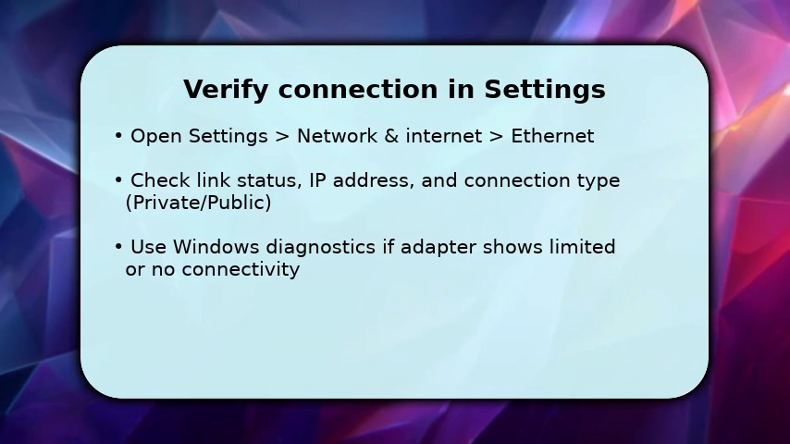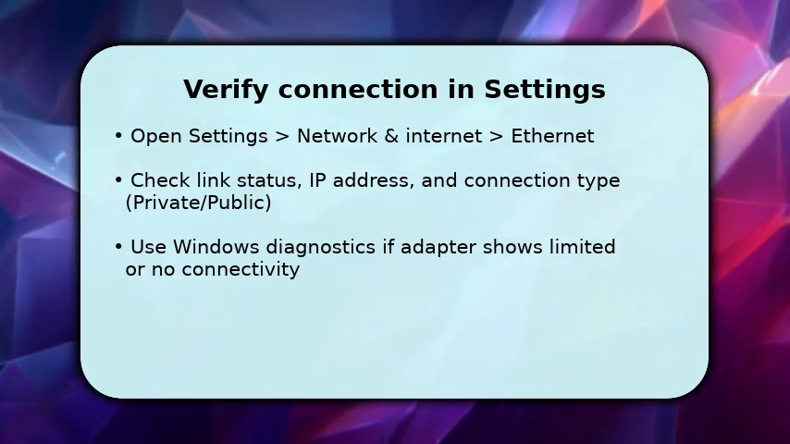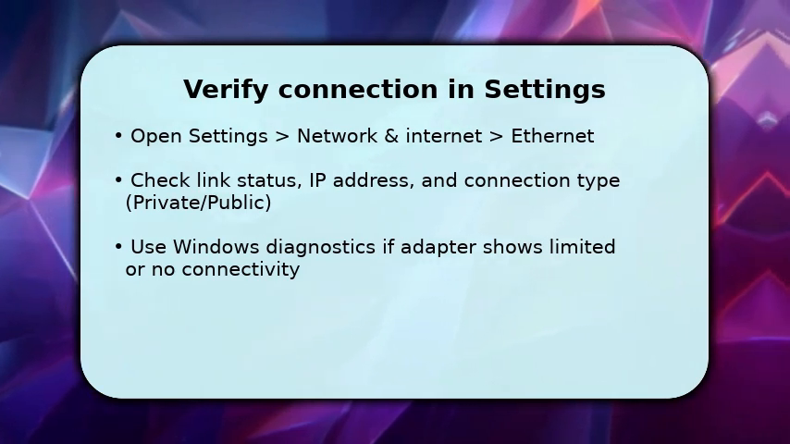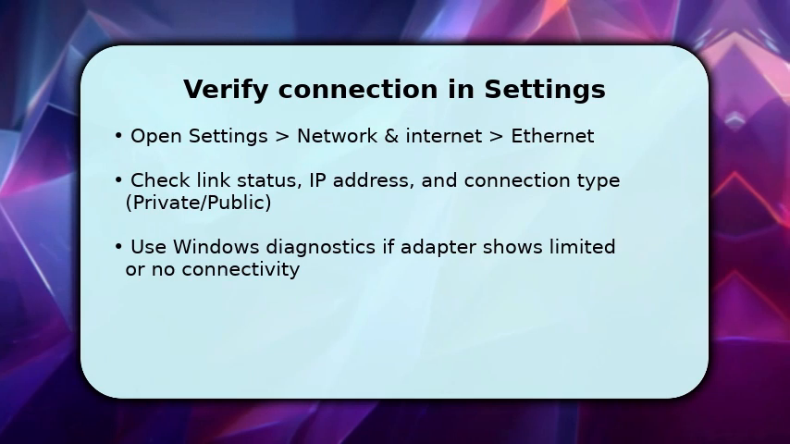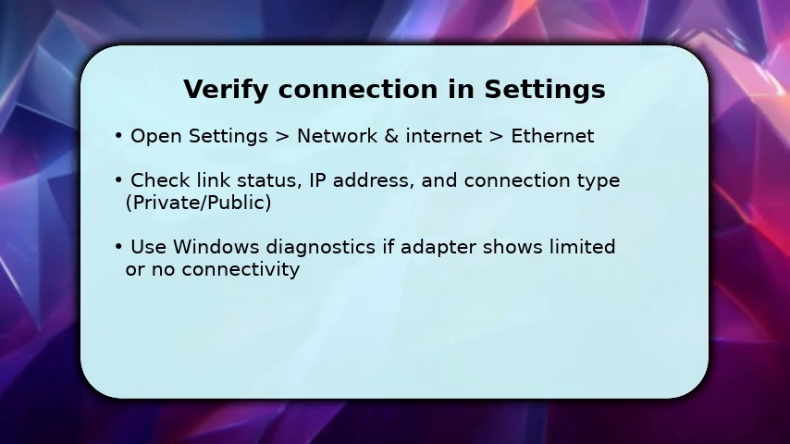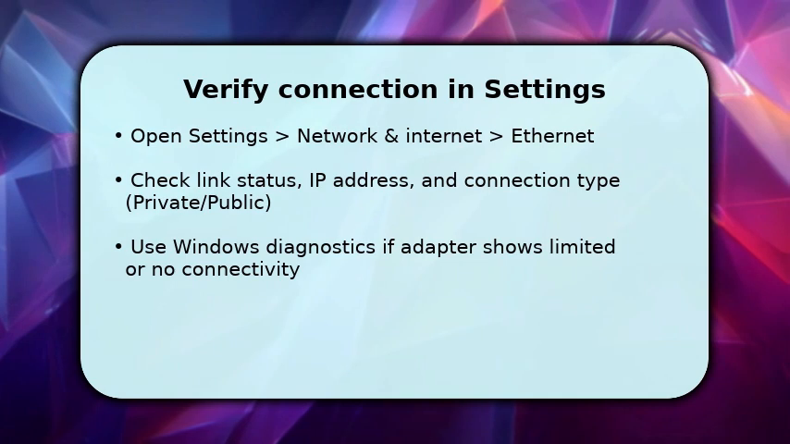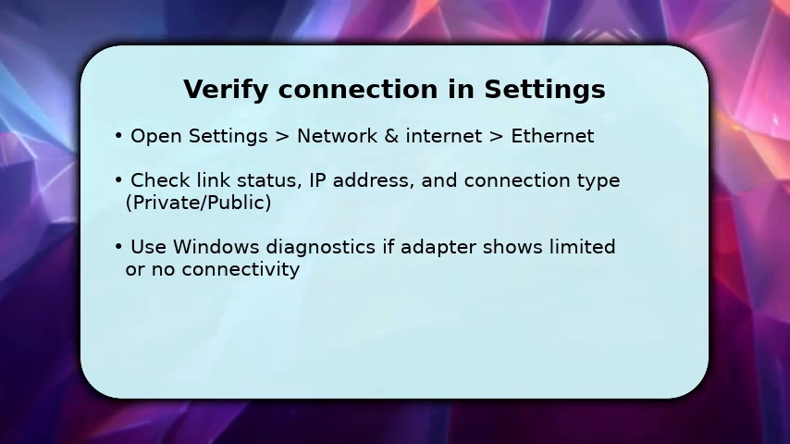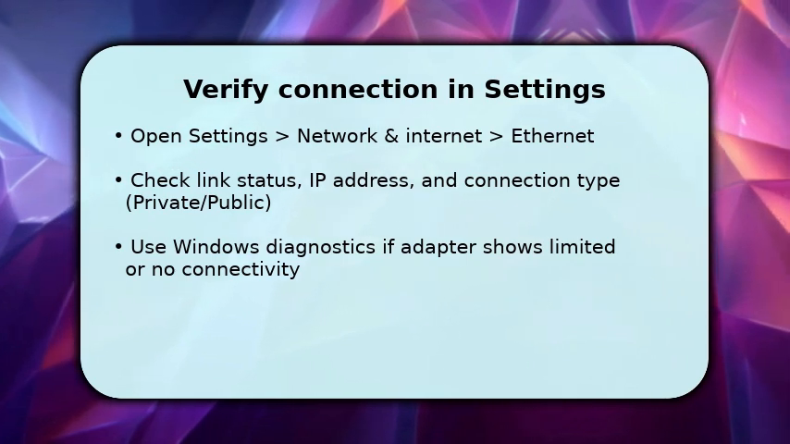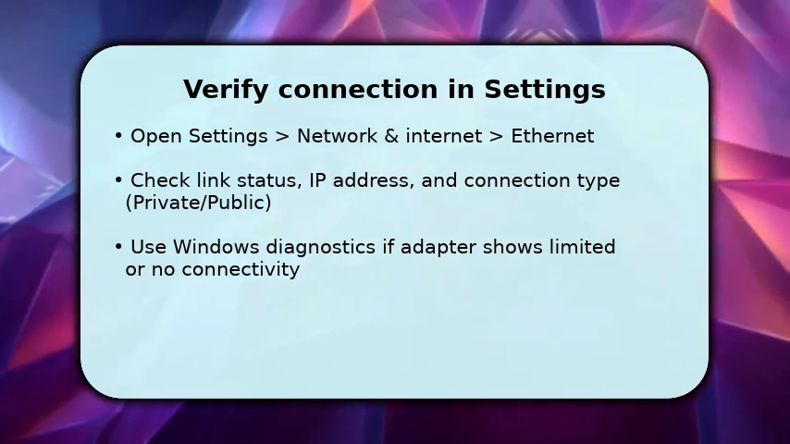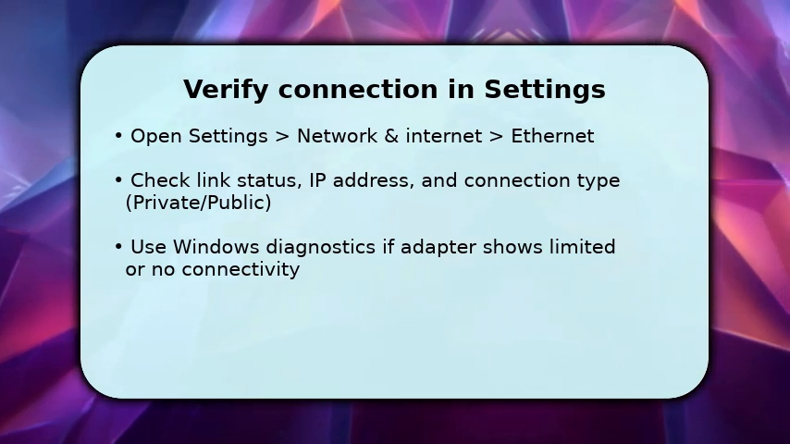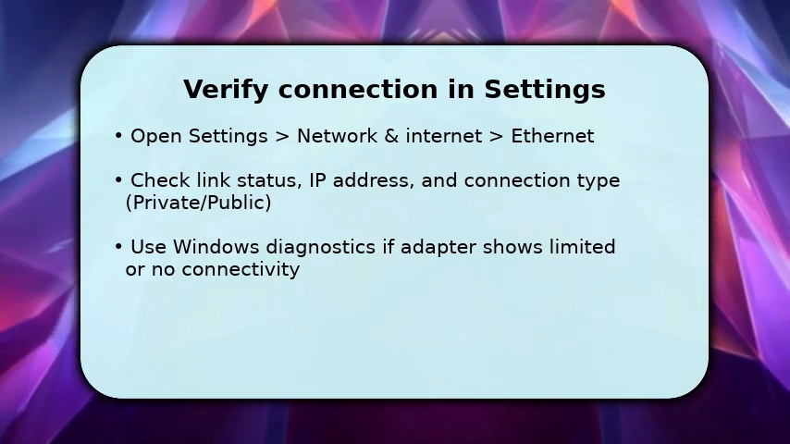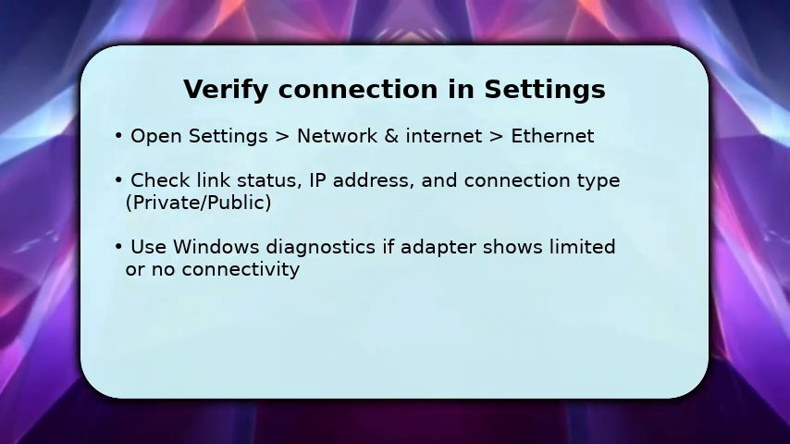Next, verify Windows recognizes the cable and assigned an IP. Open Settings, go to Network and Internet, then select Ethernet. You should see a connected status and an IPv4 address like 192.168.x.x. Set the network profile to private for trusted networks so sharing and firewalls behave predictably. If no IP appears or the status is limited, click Network Troubleshooter or run ipconfig /renew in PowerShell to request an address from DHCP and observe any error messages for further steps.